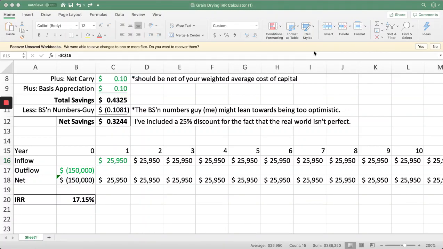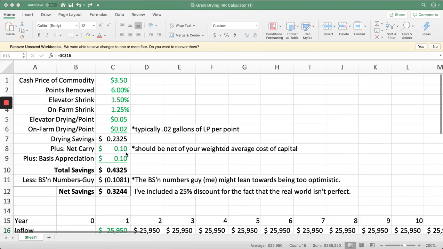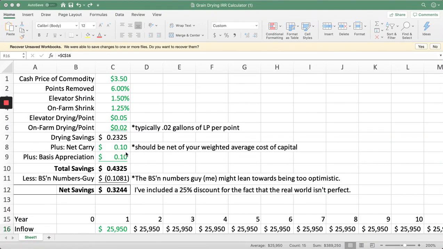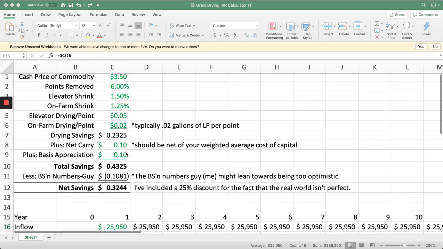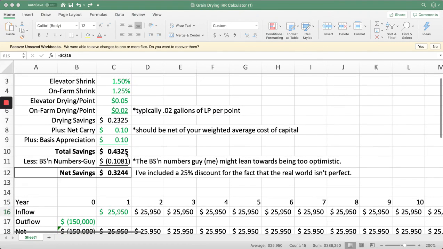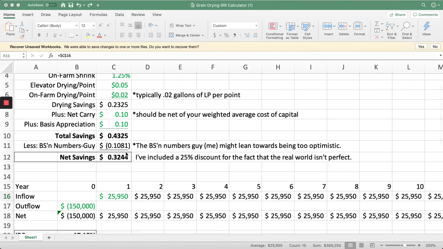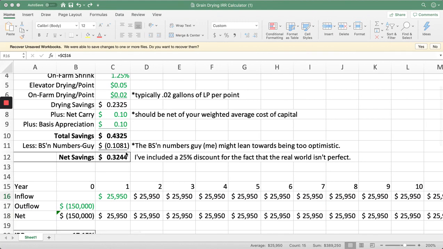Wanted to show an interesting example of how the math works behind the time value of money. So a little background on the spreadsheet. I had a farm reach out to me and say they had the ability to put up two 40,000 bushel bins with grain fan automation systems for right around $150,000.